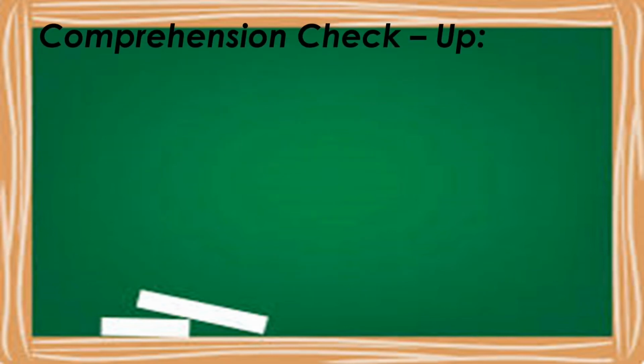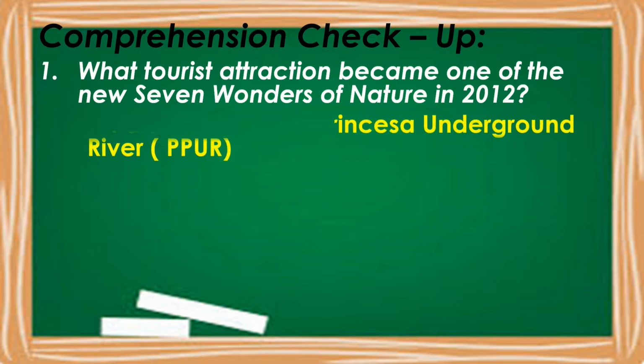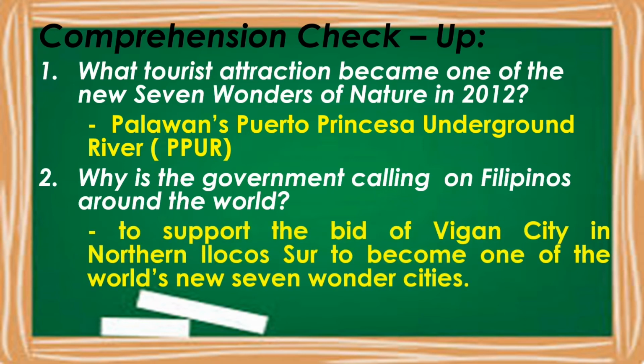Now, for our comprehension checkup, let's answer the following questions. What tourist attraction became one of the new seven wonders of nature in 2012? Very good. It's Palawan's Puerto Princesa Underground River or PPUR. Why is the government calling on Filipinos around the world? To support the bid of Vigan City in northern Ilocos Sur to become one of the world's new seven wonder cities.